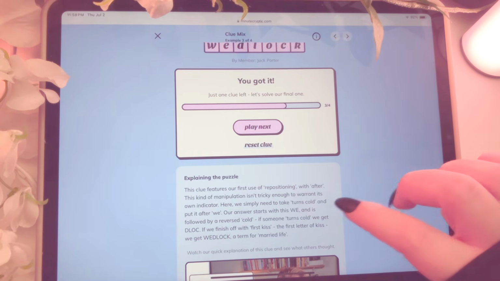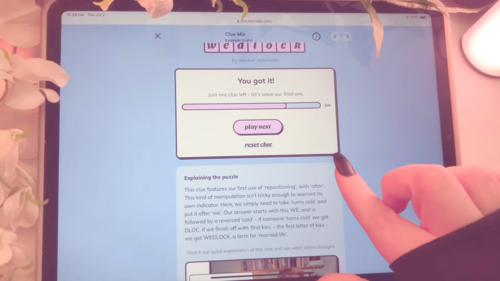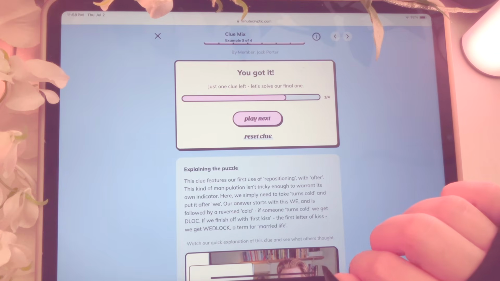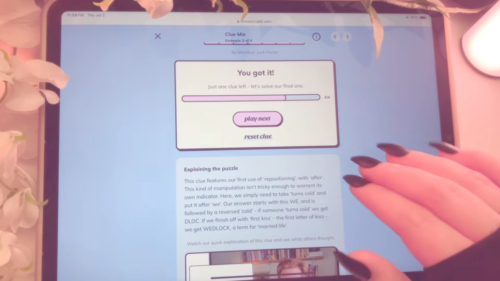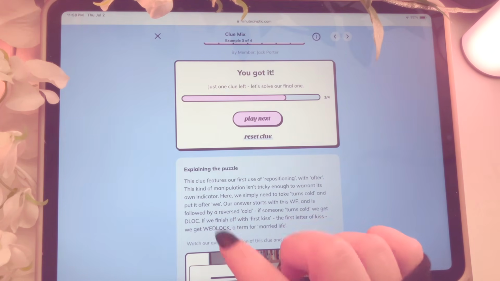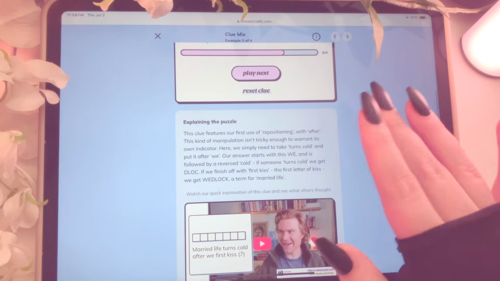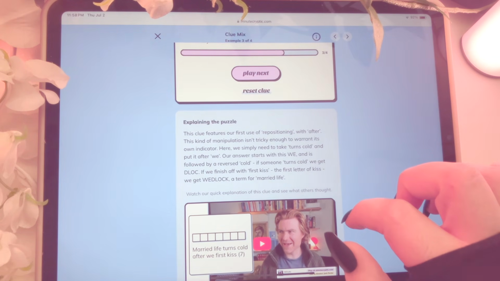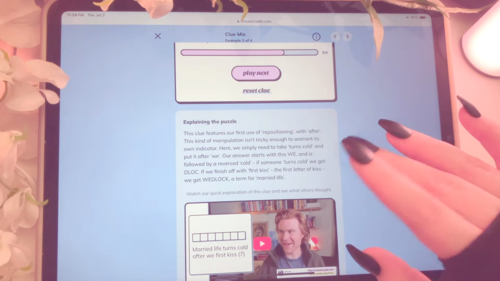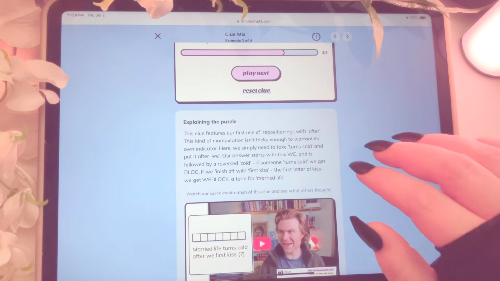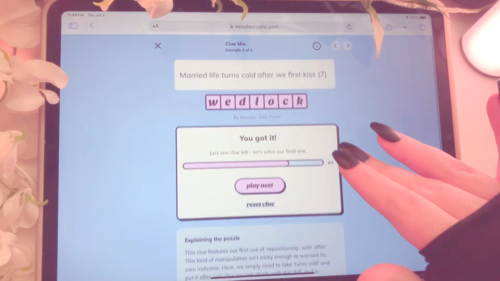This clue features our first use of repositioning with after. This kind of manipulation isn't tricky enough to warrant its own indicator. Here we simply need to take turns cold and put it after we. Our answer starts with we and is followed by a reversed cold. If someone turns cold, we get glock. And if we finish off with a first kiss, the first letter of kiss, we get wedlock, a term for married life.